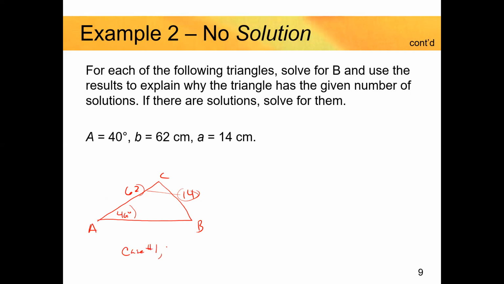Possibly. It could be a case 2 where 14 is just enough to reach to the other side, right? Or it could be case 3 where it's less than 62 and it forms 2 triangles. Logically speaking, are we good there for those? What do we got to test to see if that's true? We got to do an H test over here. We got to see what's the minimum required to get to the other side.